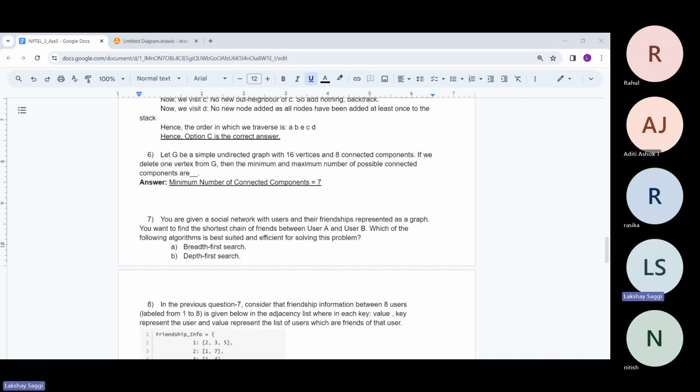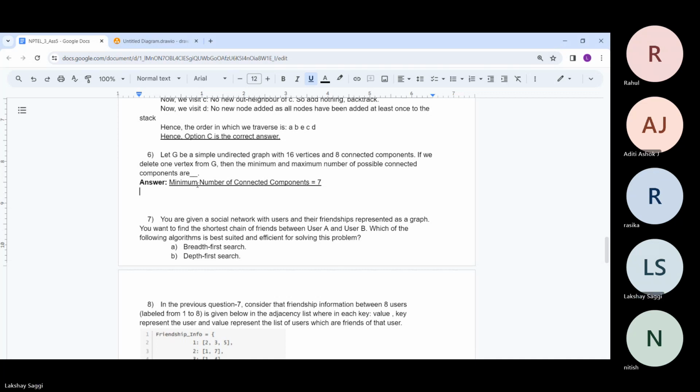We are deleting a vertex, right? And if we are deleting a vertex, that means we are deleting multiple edges, and that maybe can cause a connected component to break apart. So just think along those lines, Rahul: what can be the possible value of max?